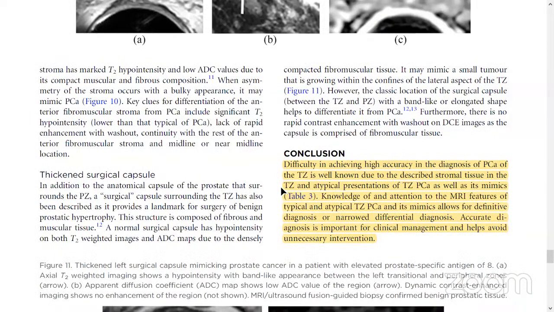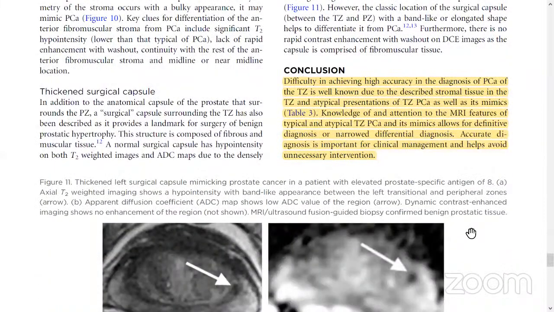So difficulty in achieving high accuracy in diagnosis of prostate cancer of the transition zone is well known due to the described stromal tissue in the transition zone and atypical presentation of the transition zone prostatic cancers as well as its mimics. Knowledge of and attention to the MRI features of typical and atypical prostatic cancers in the transition zone and its mimics allow for definitive diagnosis or narrow differential diagnosis. Accurate diagnosis is important for clinical management and helps avoid unnecessary intervention.